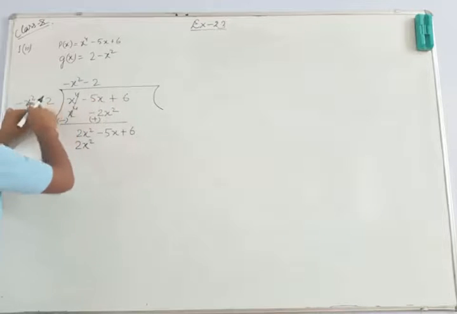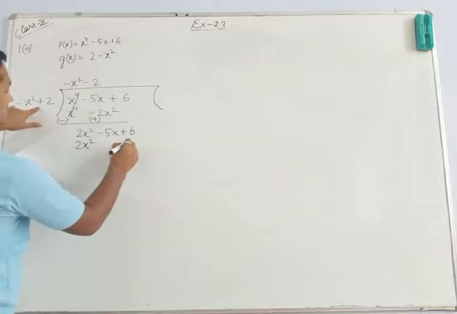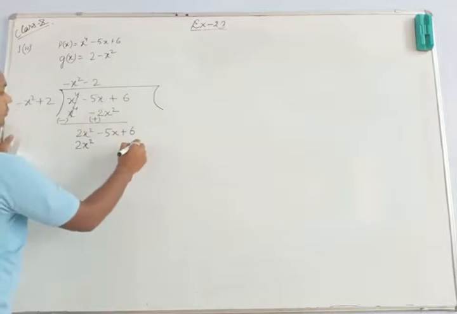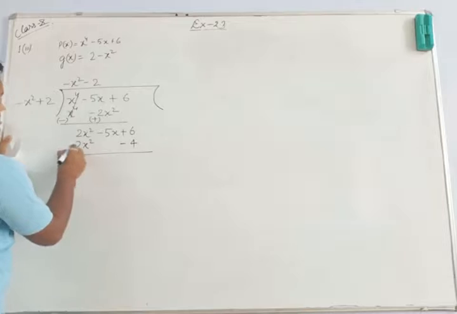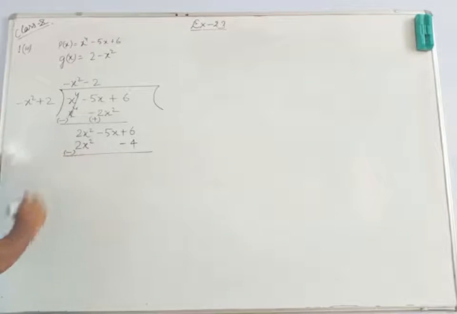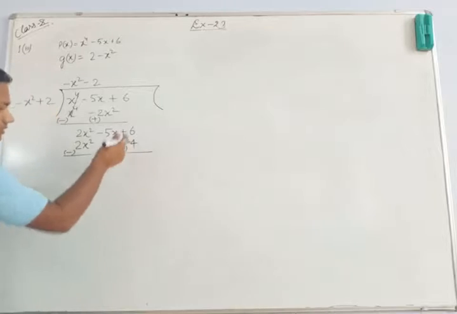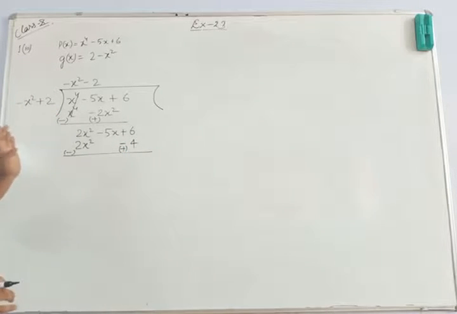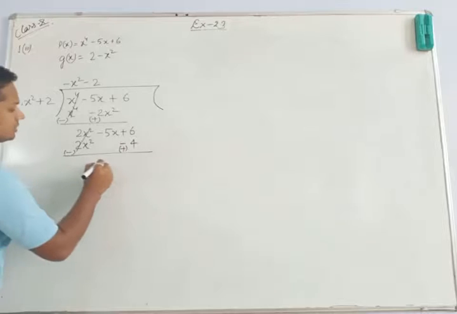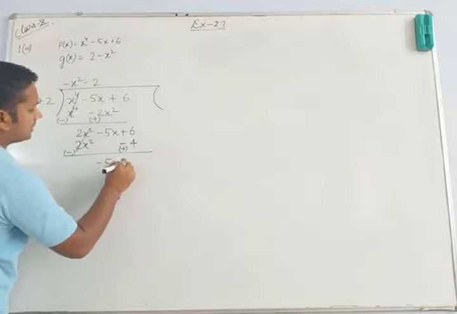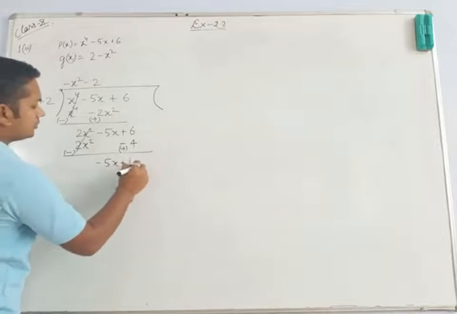Now minus and plus will give you minus, and 2 into 2 will give you 4. Now what will it become? This will become negative, because originally it is positive. It is negative, so originally, okay, then after changing the sign it will become positive. Now these two will cancel out. Minus 5x plus 6 plus 4 will give you 10.